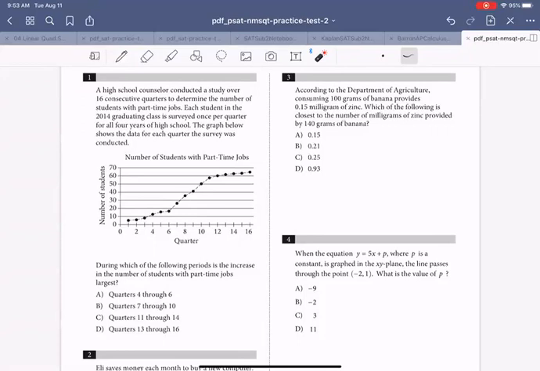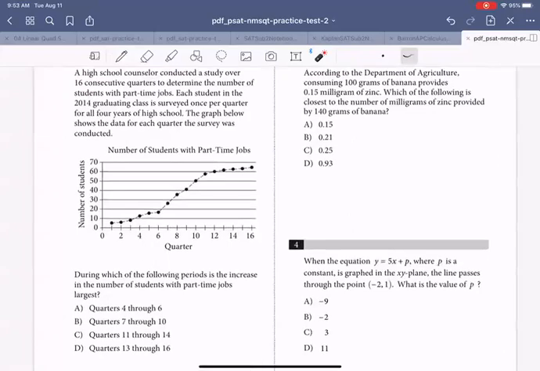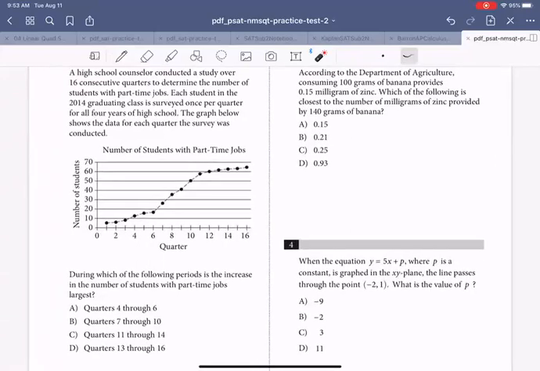It should be B, 7 to 10. So they're asking you for the increase, okay? The largest amount. Which one do you choose? B, 7 to 10, right? Yes, 7 to 10, because this one increases the highest.